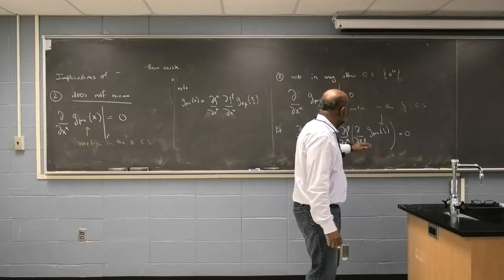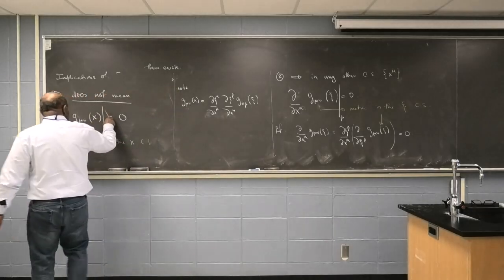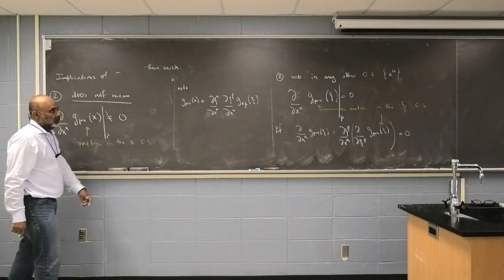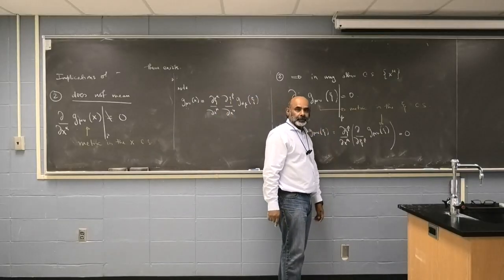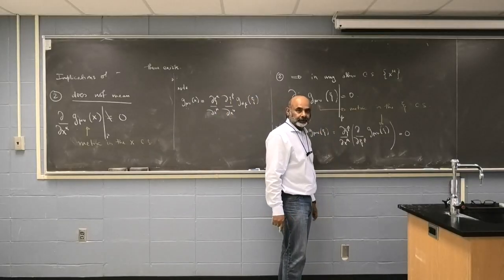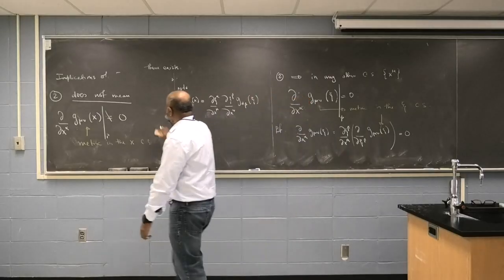Okay? So this is 0, this is not zero, even at the point P. This is also 0, only at the point P. Are we good? Zach? Okay. Fine.